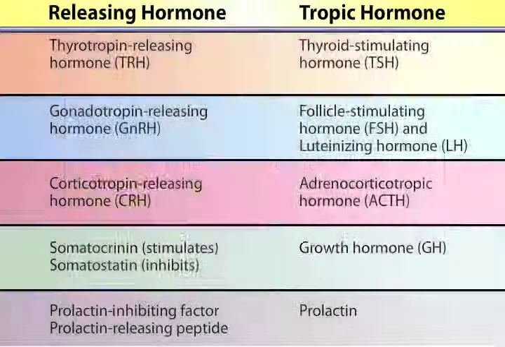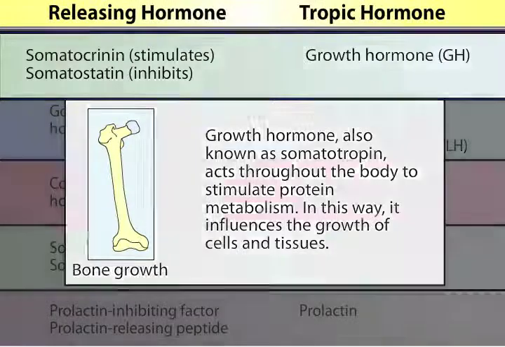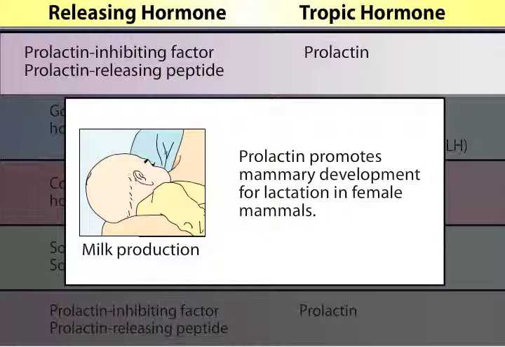Growth hormone, also known as somatotropin, acts throughout the body to stimulate protein metabolism. In this way, it influences the growth of cells and tissues. Prolactin promotes mammary development for lactation in female mammals.